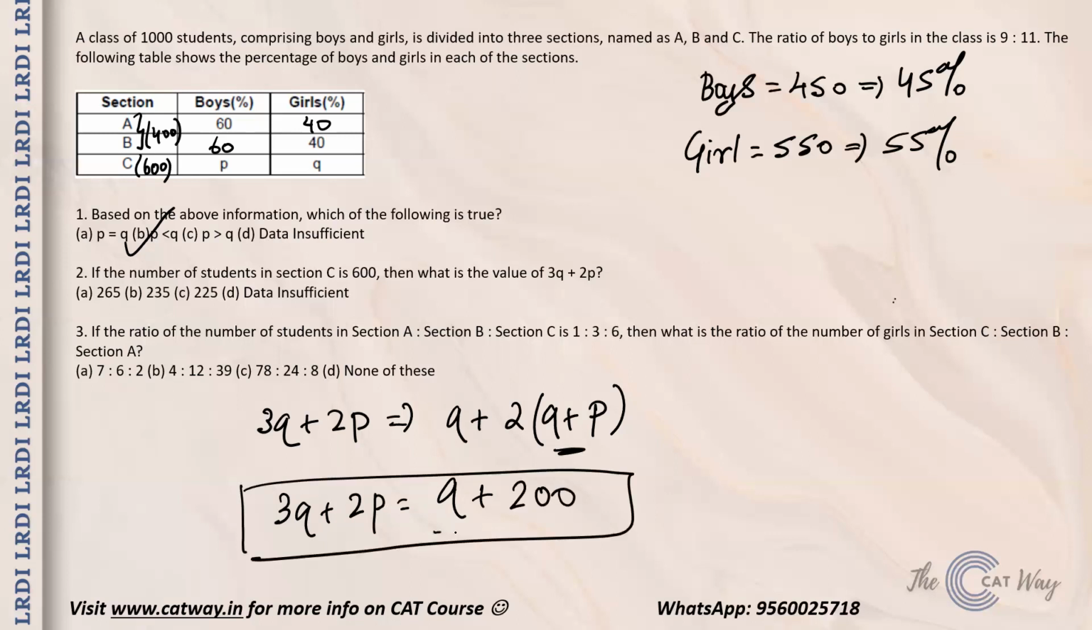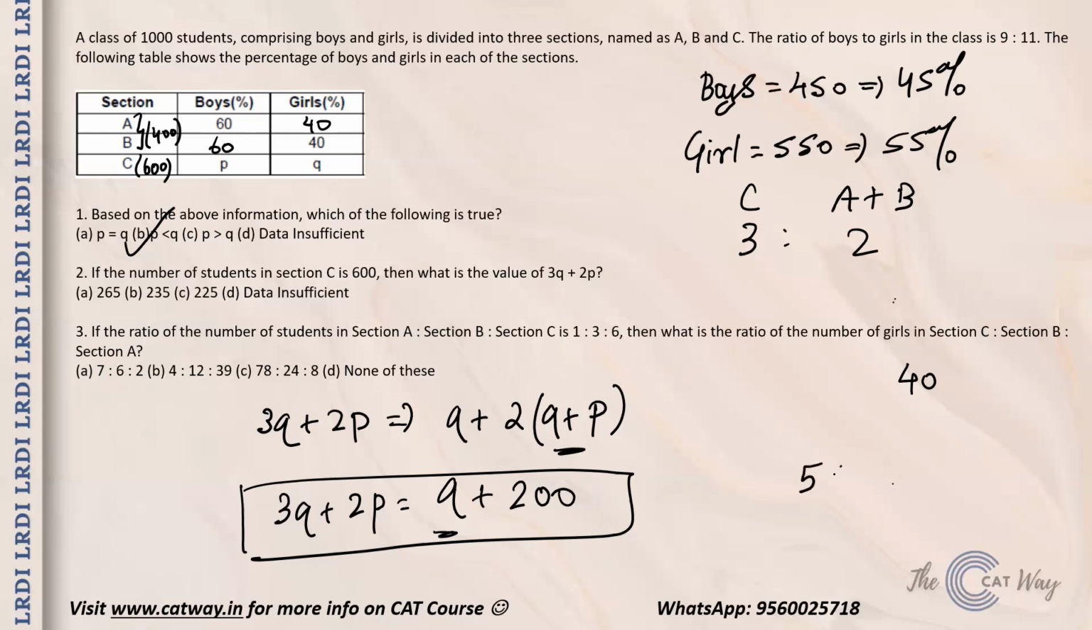So all we need to find is the value of Q, right? Now, see, the ratio of the number of students in C to A plus B is 3:2, right? Now what you know is that there are 40% girls in sections A and B, so the average is 40, right?